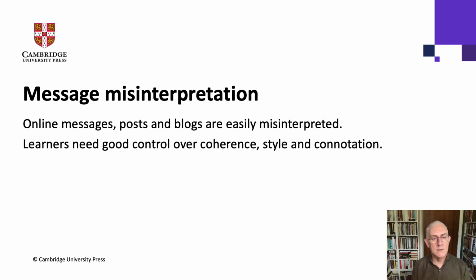Now, if we are to believe Justine Sacco's defense of her tweet, then that is a very clear example of how satire has not been understood, how it's been misinterpreted. So what this means is that learners need very good control over the coherence of anything that they're writing online. So the text needs to be coherent, it needs to make sense, the style needs to be appropriate, and learners also need to have a good awareness of the connotation of anything that they write.